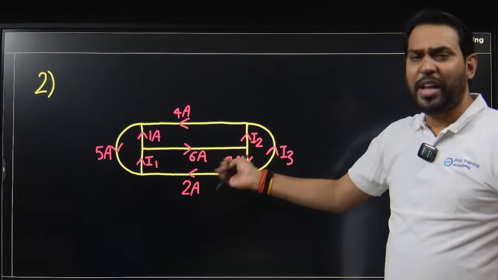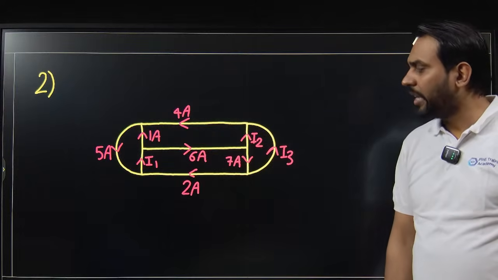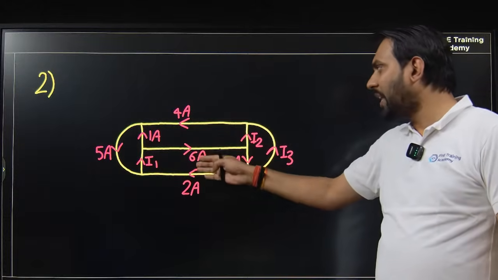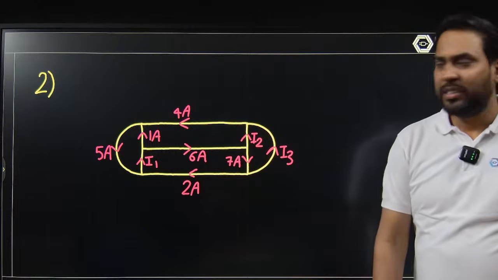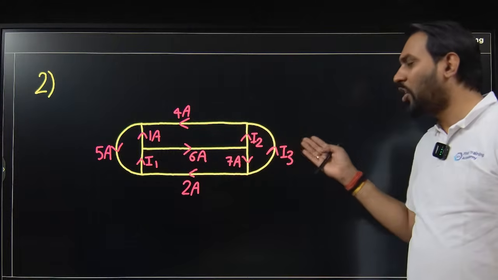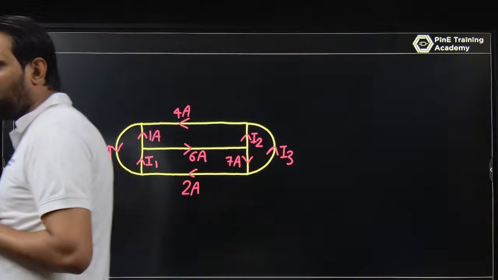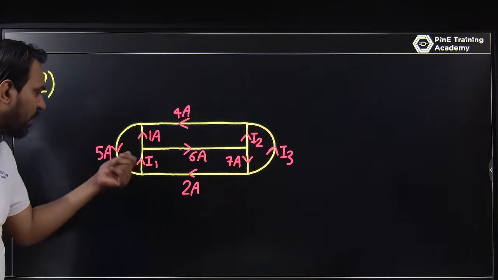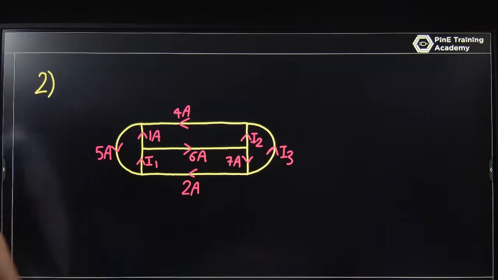Okay, take your time, take 2 minutes and solve it. You have this circuit where you have 5 ampere, 1 ampere, I1, 6 ampere, 4 ampere, 2 ampere, 7 ampere, I2 and I3. Just determine what is I1, what is I2 and what is I3. This is very simple. I am waiting for your answer.